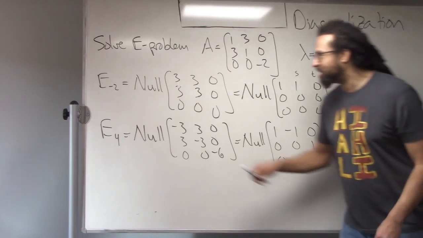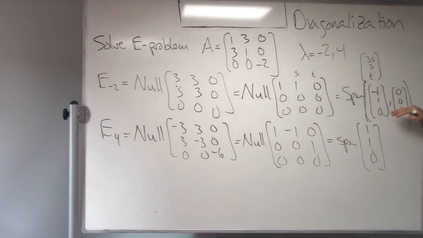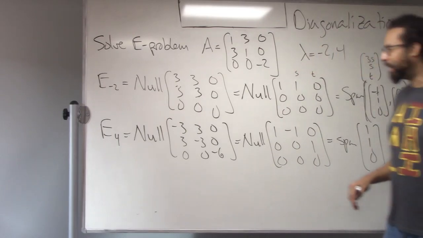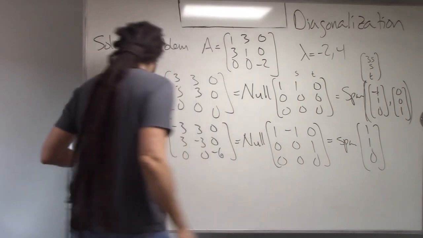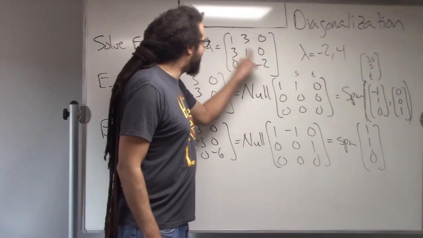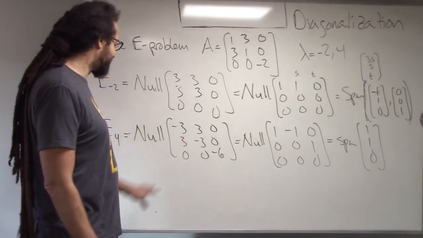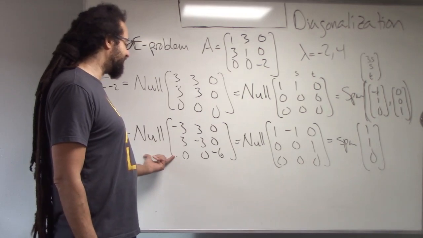So that means the dimension of the eigenspace associated to negative 2 is equal to 2. And then for the eigenspace 4, we're going to subtract 4 off the main diagonal. So we get negative 3, negative 3, negative 6. We want the null space of this matrix.